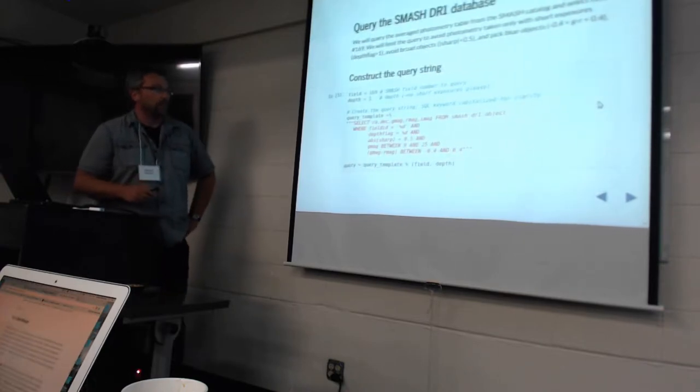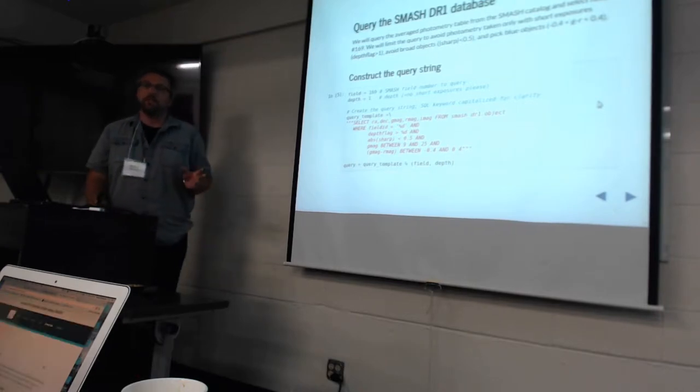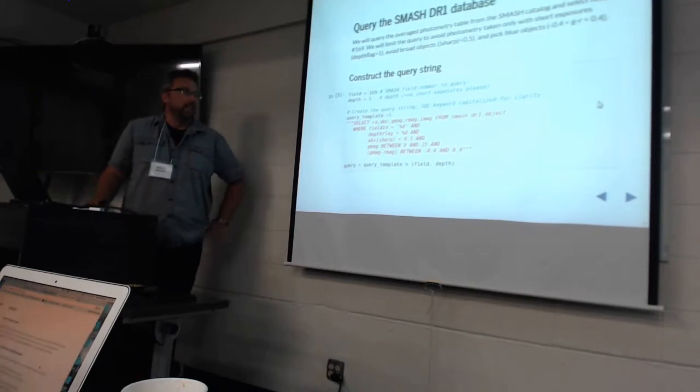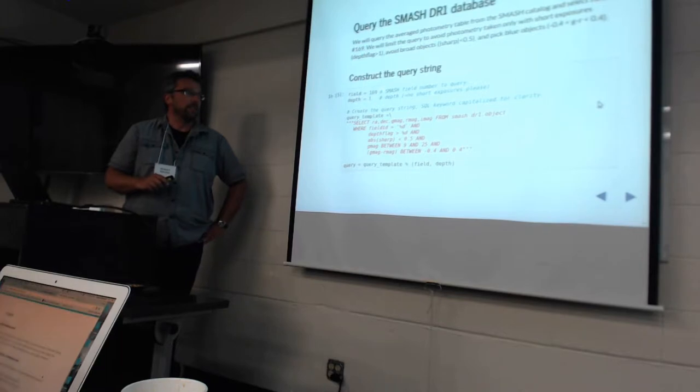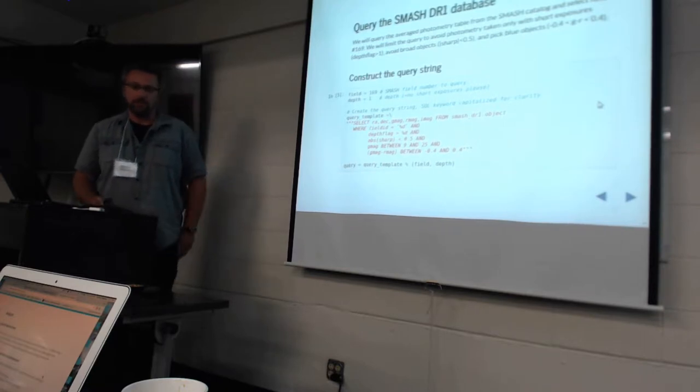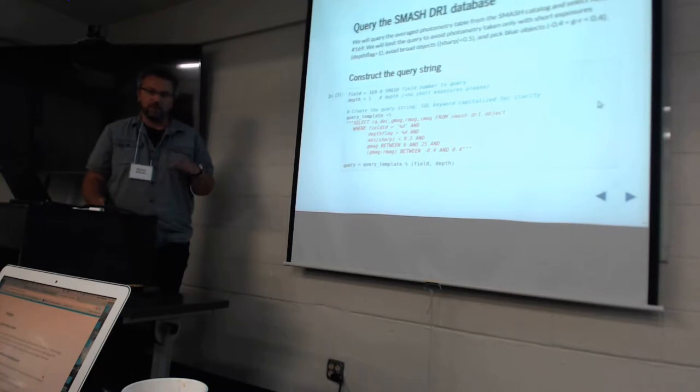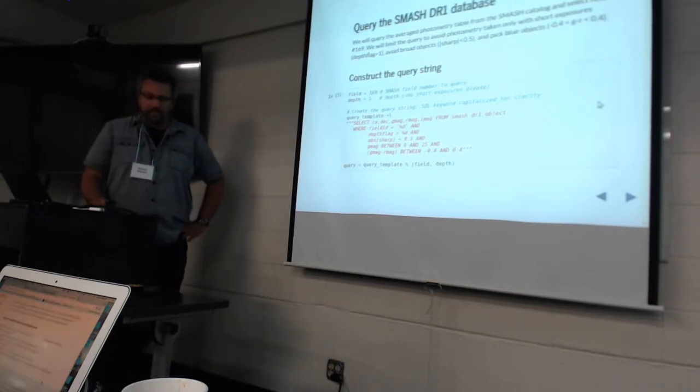So first you design a query. We're going to query one specific field, because we don't want to do the whole thing. One specific field in SMASH, field number 69. We apply some quality flags, like we don't want short exposures, and we want some magnitude range and some color range. We're looking for blue stars in the overdensities in blue colors. I'll explain in a second why.